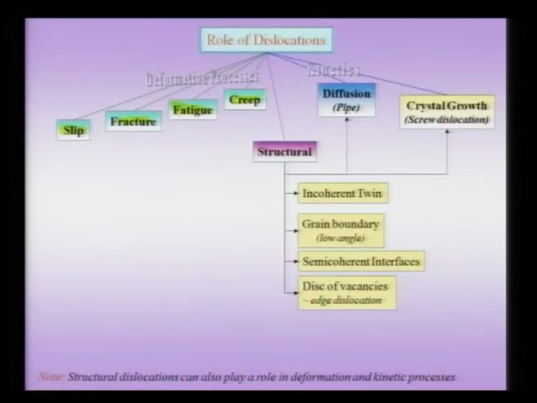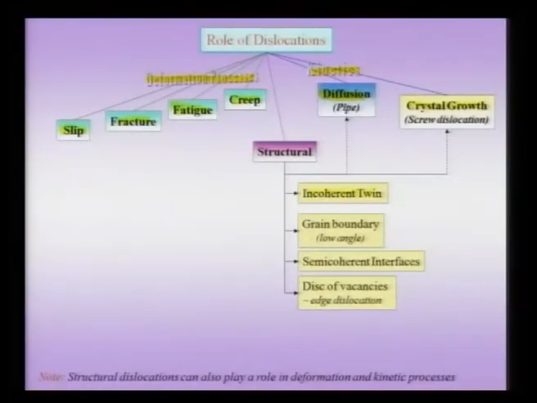So dislocations obviously have a very important role in deformation processes, but we should also know that they play a very important role in kinetic processes, like for instance in diffusion, and we already talked about these two aspects, diffusion and crystal growth. So they can actually, as we saw, perform a constructive role, like in crystal growth. As we said, defects can be classified as structural and non-structural defects or statistical defects. The structural role of dislocations is also very important.